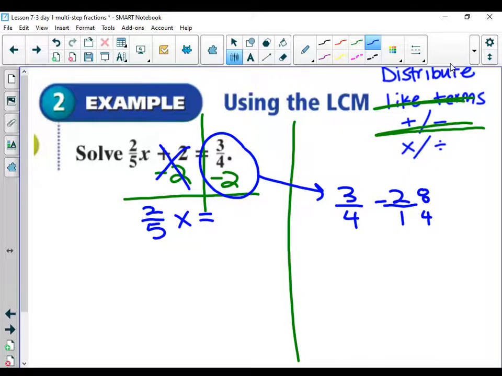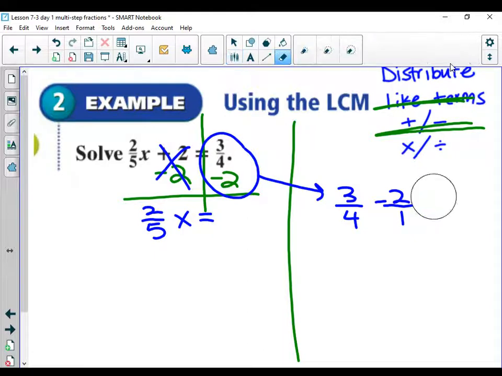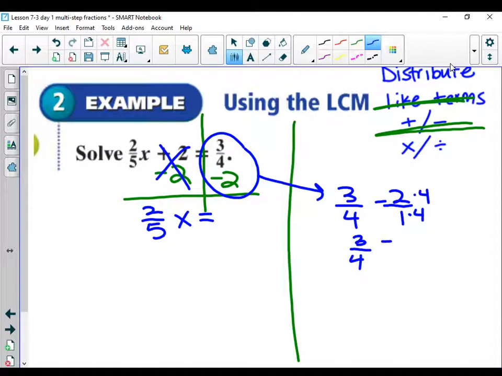Why? Common denominator. Yes, Mason! Woo! We can't subtract if they don't have the same denominator. So, Maddie says 3 fourths minus 8 fourths. Mason says because we need a common denominator, people. We didn't even have to look at our notes, Mason. Nice job.